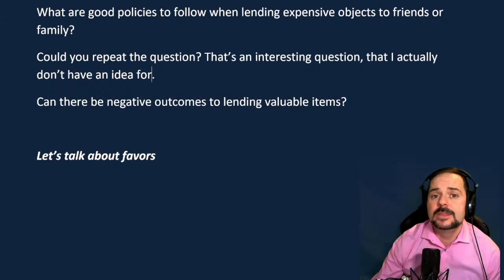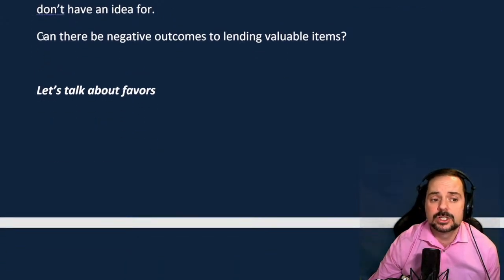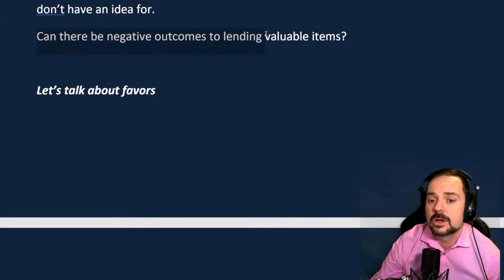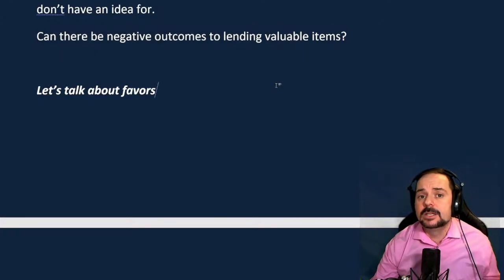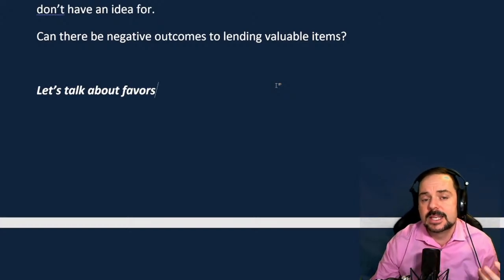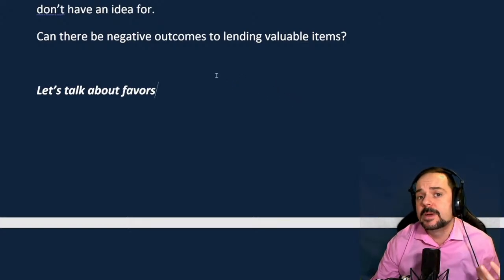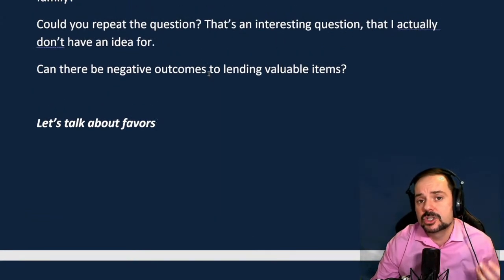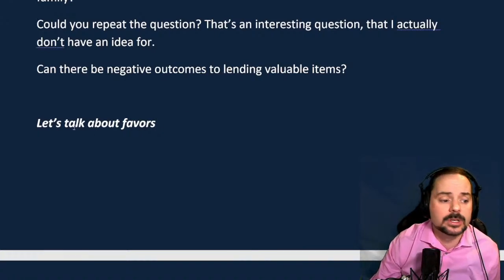So it's okay. And then the examiner will just go to the next question and they'll say, can there be negative outcomes to lending valuable items? So students, keep in mind, this is a professional conversation with the examiner, and you are not expected to be able to answer all the questions. If you can't answer a question clearly, ask to go to the next question. Okay, and that's what I did.